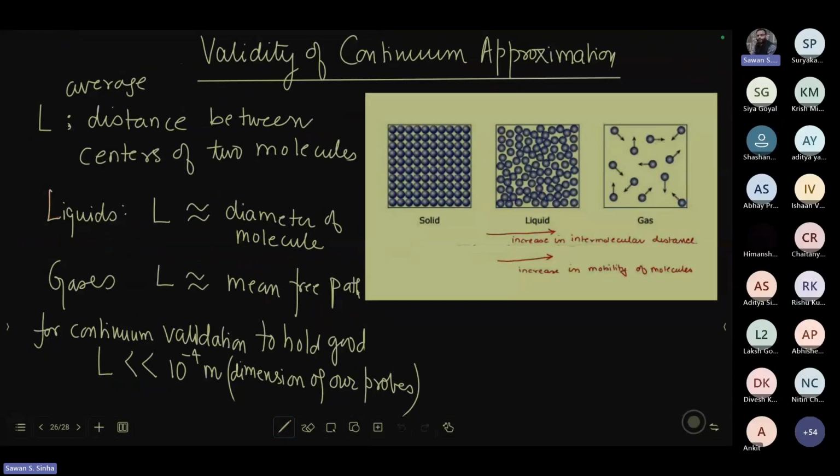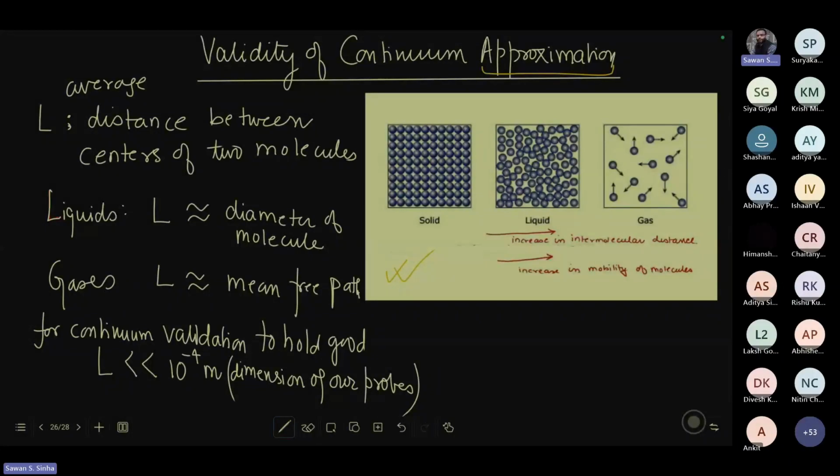Now, this continuum description is actually an approximation. It may not be sensible in all situations. I want to make an attempt to explain why in certain situations this may break down. Let's look at this figure that I'm showing here. Different states of matter have different types of arrangement, or rather distribution of molecules within it.